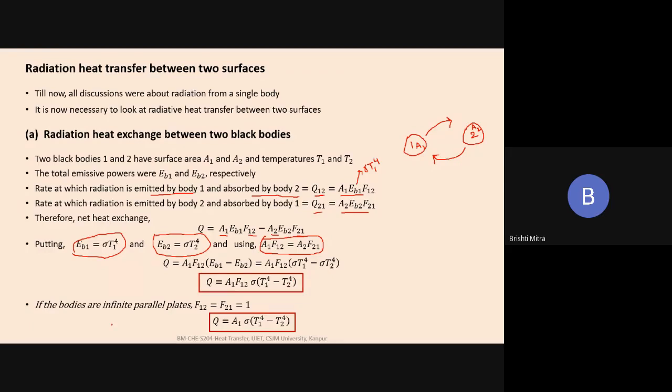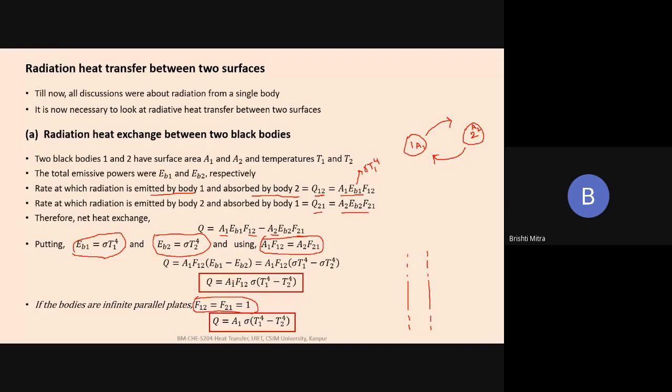Now, if the bodies are infinite parallel plates, that means there is one plate like this and the second plate is like this, but they are all infinite. So they are extending in this direction, and this direction, and also in the other direction. Okay, so these are infinite plates. So whatever comes out of 1 is going to fall on 2, and whatever comes out of 2 is going to fall on 1. So in this case, F12 is equal to F21 is equal to 1.